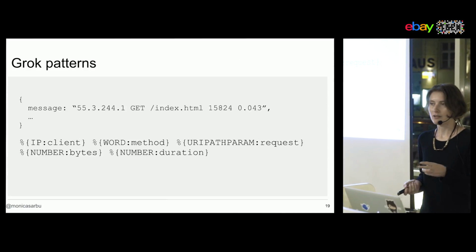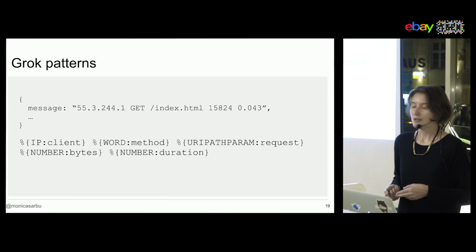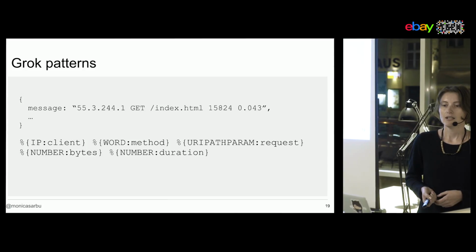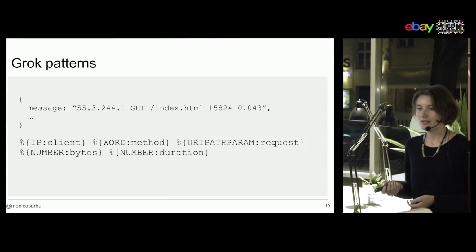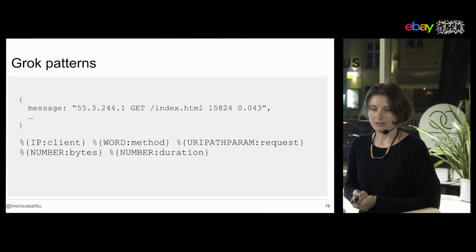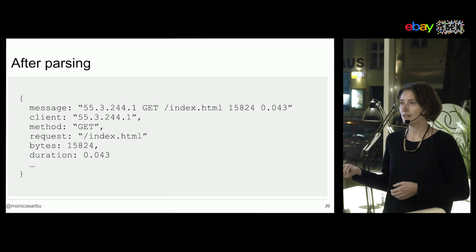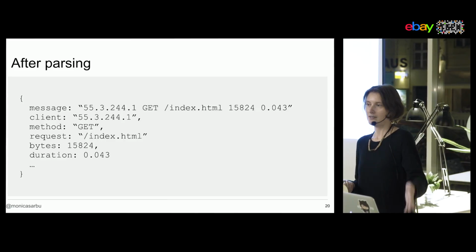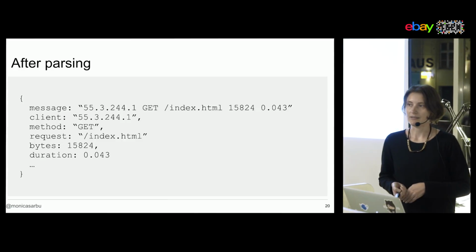And here is an example of a grok pattern for those that are not familiar with it. In this case, we have our log line on top, and here you can identify that the first one is the IP, and then you have the method, and then you have the URL, and then you have the number of bytes and the duration of the GET transaction. After you apply the grok pattern on your log line, you'll probably have the log line parsed as in this example. So basically, this is what you will end up having in Elasticsearch.